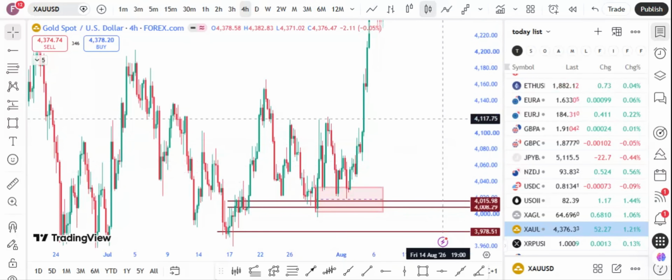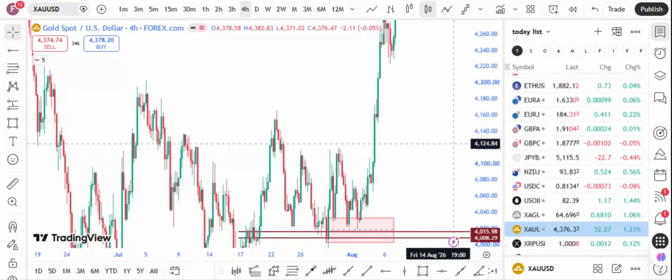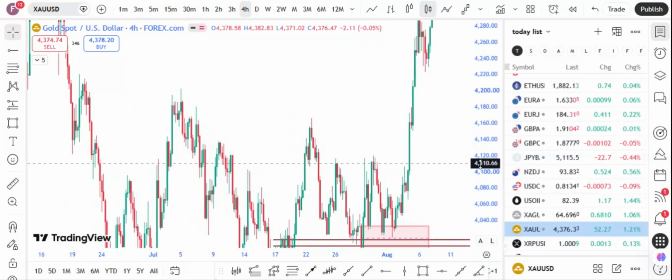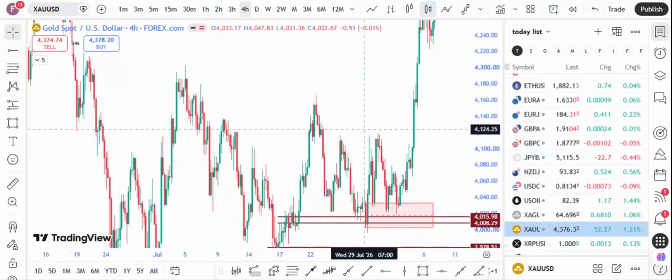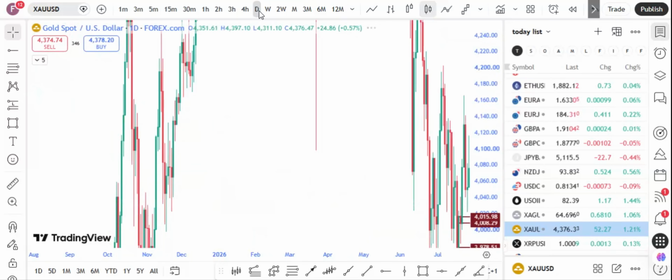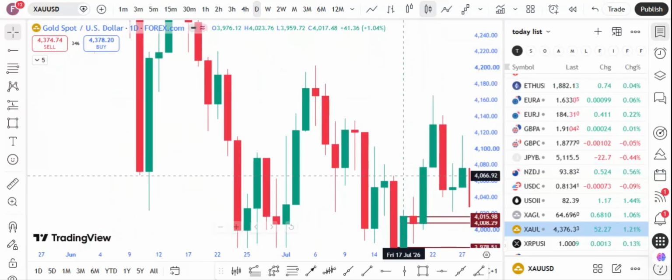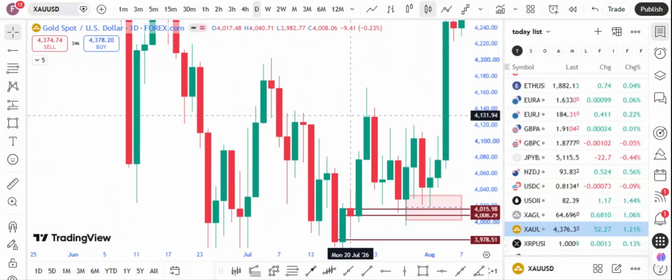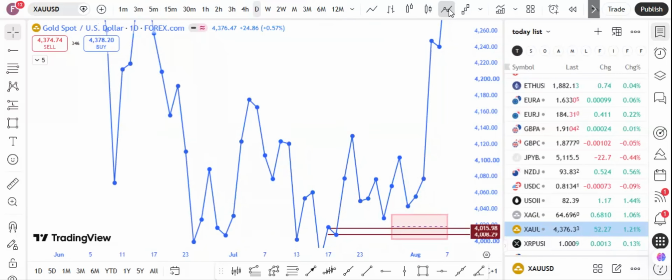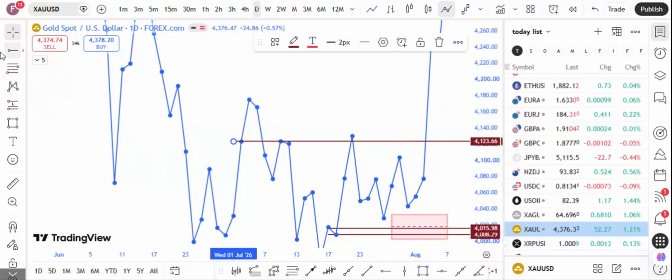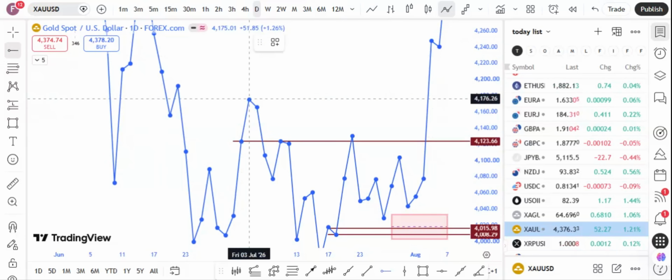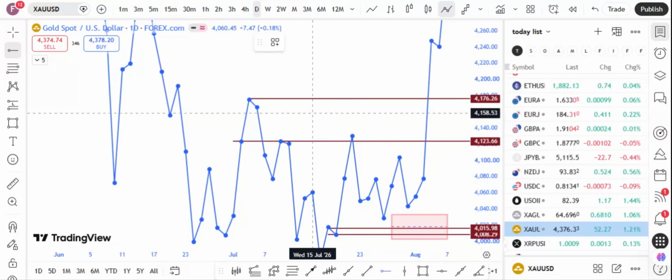So now let's look for a sell bias. First thing first, like I said, go to the daily as a day trader. You go to the daily, you mark out your major support and resistance levels and wait for price to come and react there.